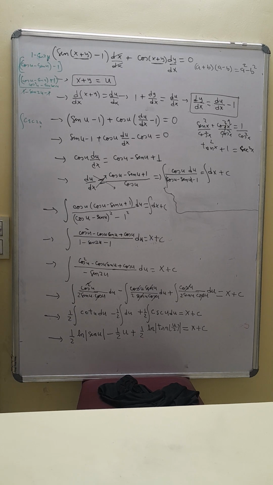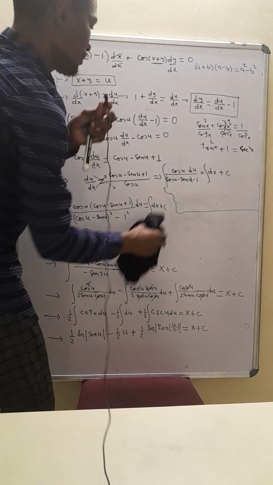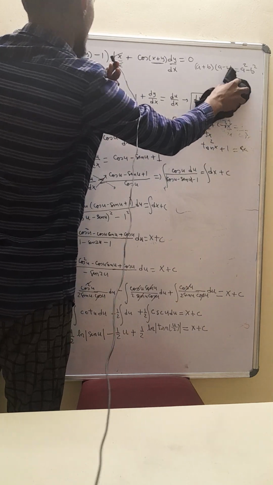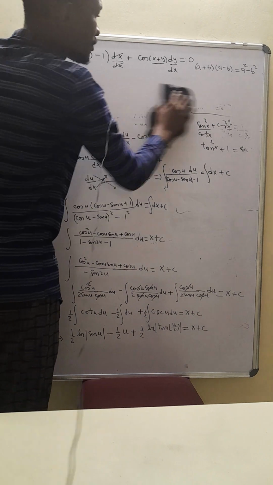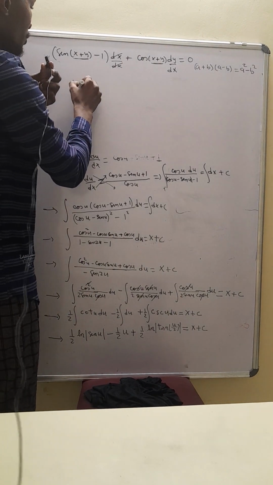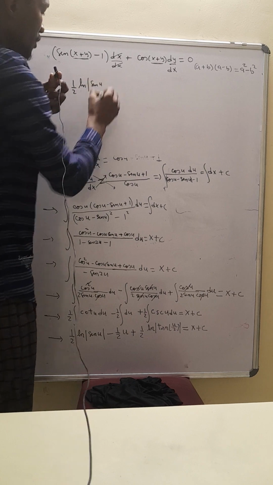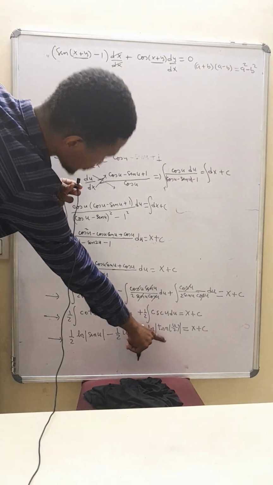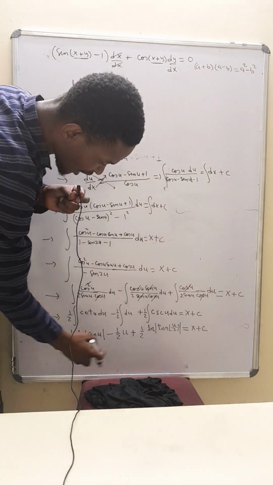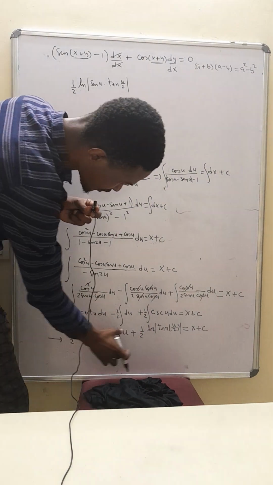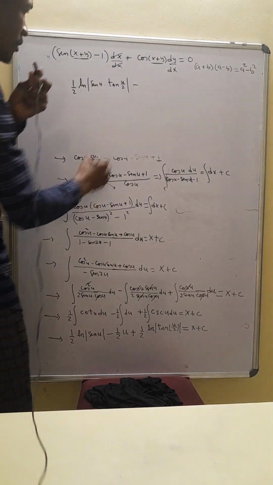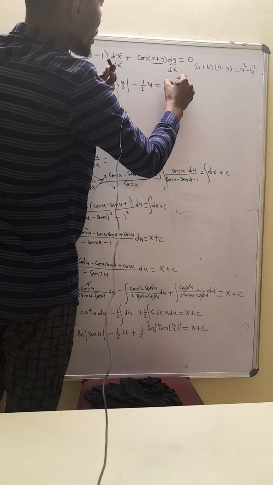I will write just the final answer. I have no more space here, so I have to find space over there. I will do something like 1 by 2 ln of sin of u, and you have here sin of u and this also, so you can multiply: tan of u by 2. It is like 1 by 2 ln of sin u times tan of u upon 2, then minus 1 by 2 u is equal to x plus c.